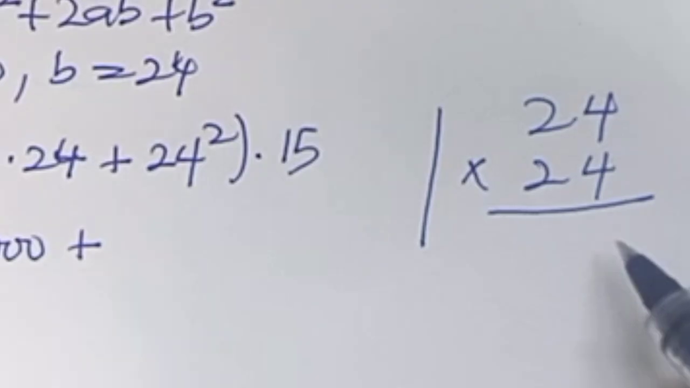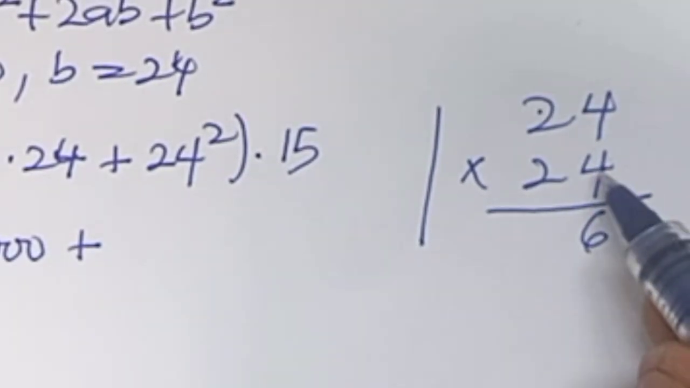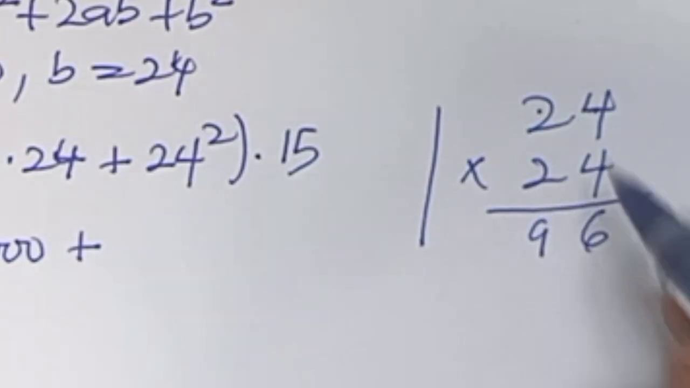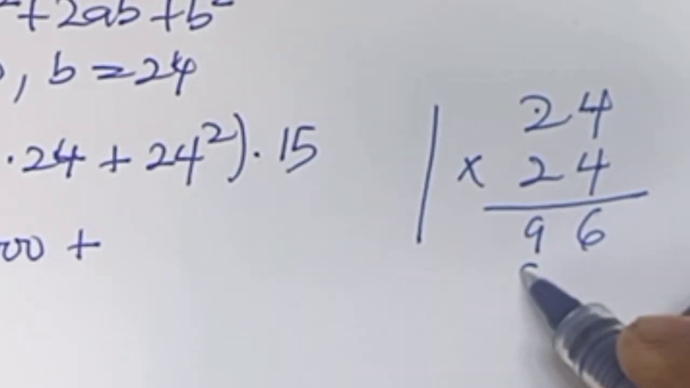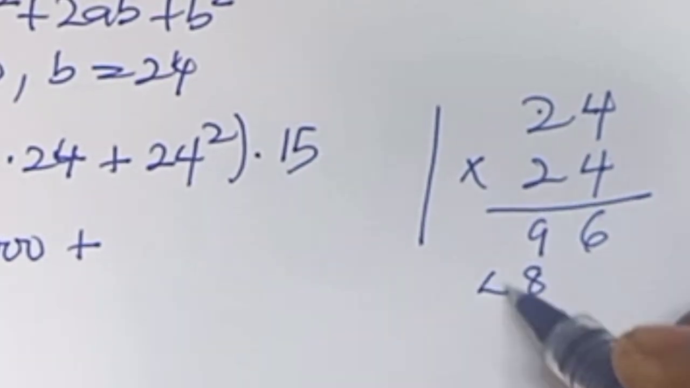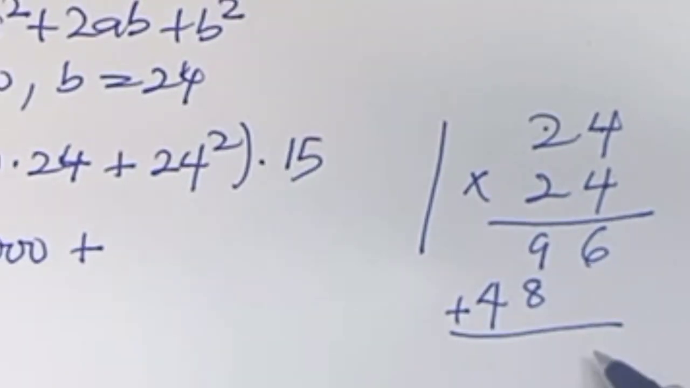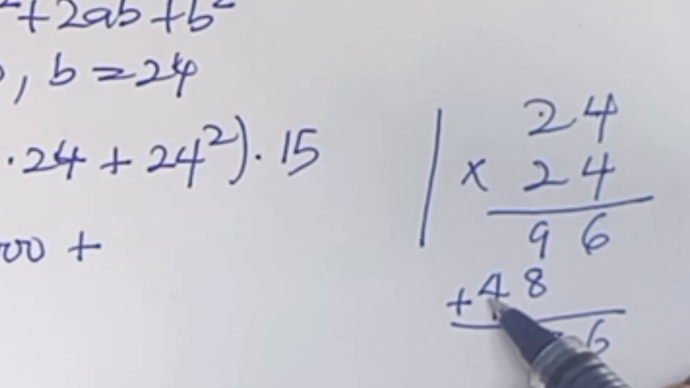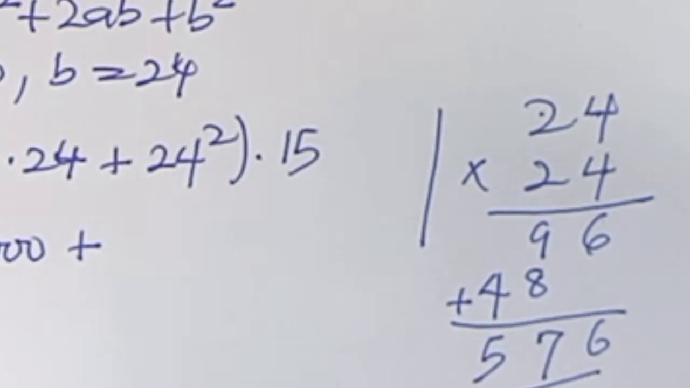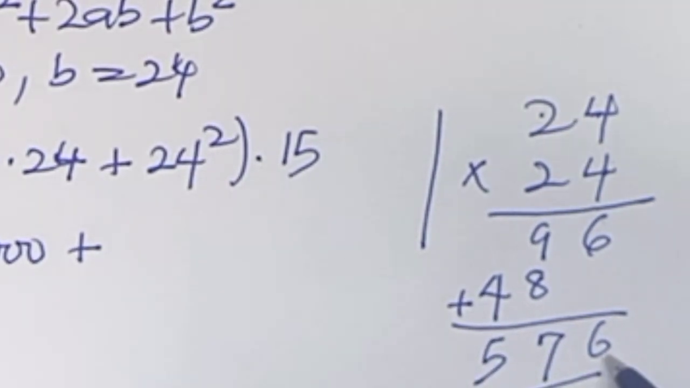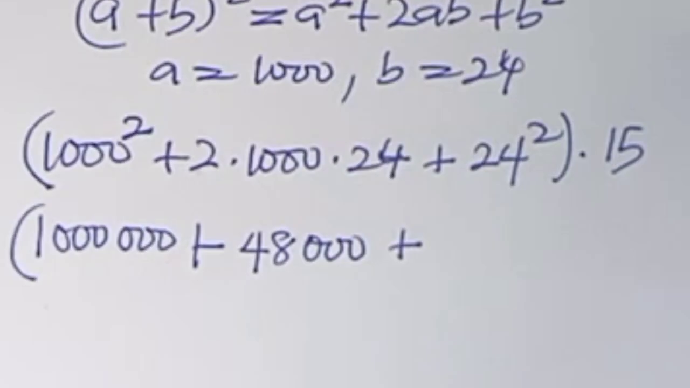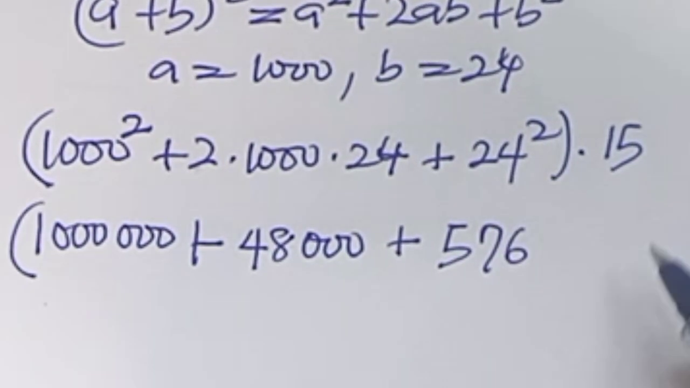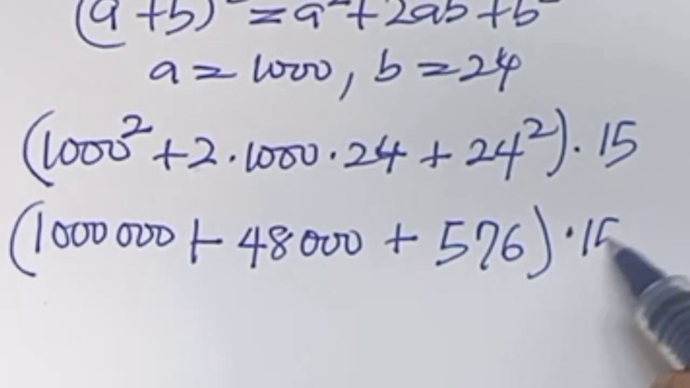4 times 4, 16. Put down 6, carry 1. 4 times 2, that is 8 plus 1, 9. And 2 times 4, that is 8. Write it down. 2 times 2, that is 4. So we're going to add this, bring 6 down. 9 plus 8, that is 17. Carry 1. 1 plus 4, that is 5. So what we have is 576. So here we have 576 for 24 to the power of 2, everything times 15.